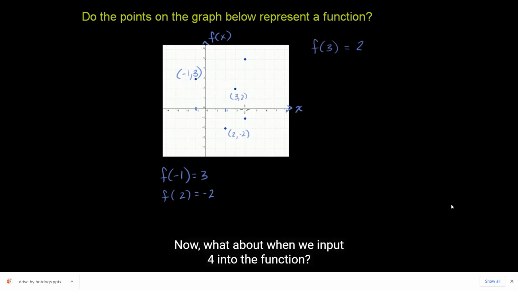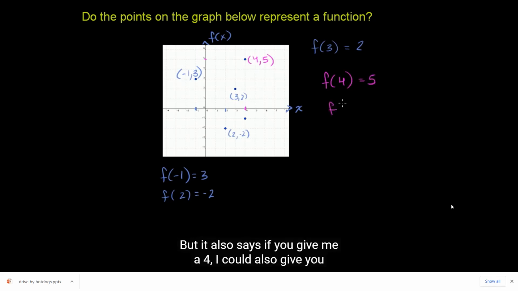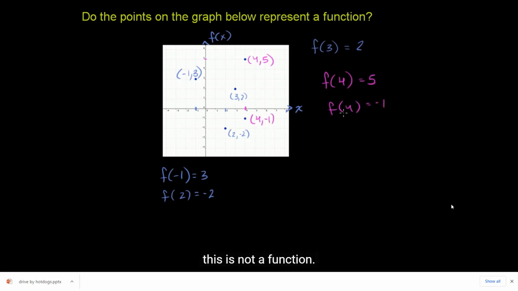Now, what about when we input 4 into the function? Let me do this in magenta. So what happens if I input 4 into my function? So this is 4 right here. Well, according to these points, there are 2 points that 4 can be mapped to. I could map it to the point 4, 5 up here. So that says if you give me a 4, I'll give you a 5. But it also says if you give me a 4, I could also give you a -1, because that's the point 4, -1. So this is not a function.